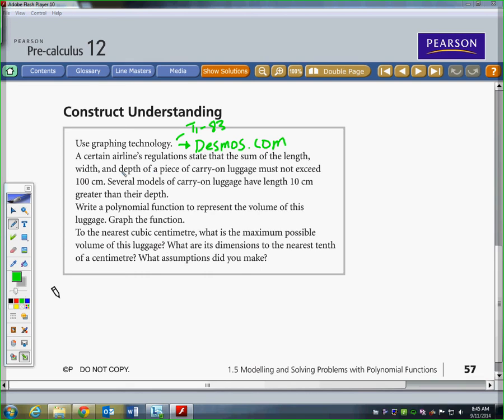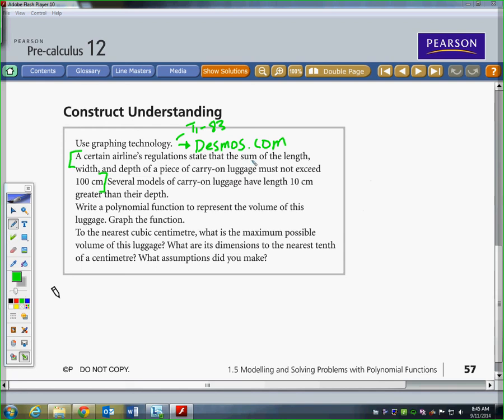calculator or graphing software. A certain airline's regulations state that the sum of the length, width, and depth of a piece of carry-on luggage must not exceed 100 meters. Okay, well, let's just take that sentence here and let's see if we can kind of turn that into some math notation on the side here.